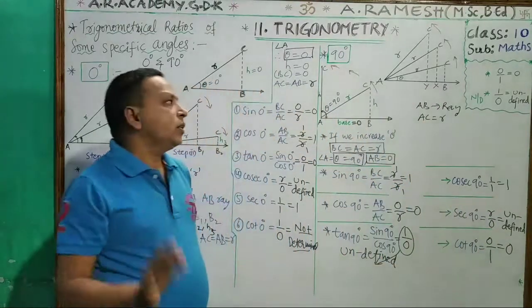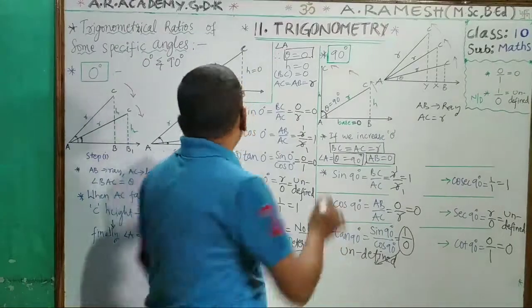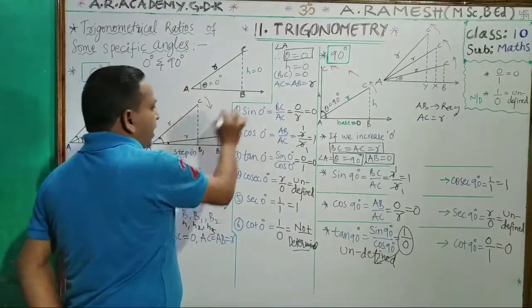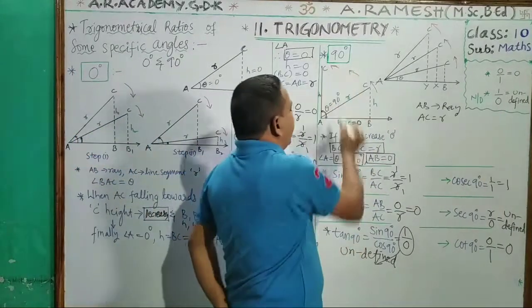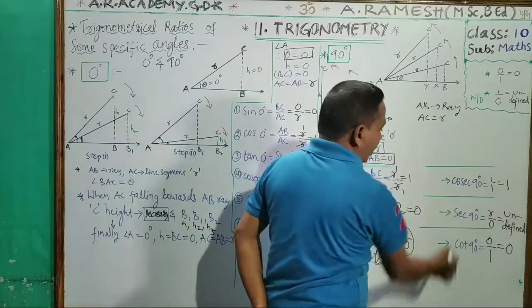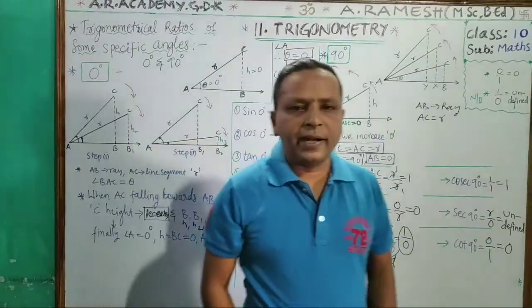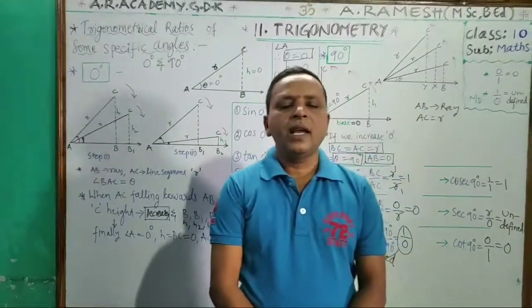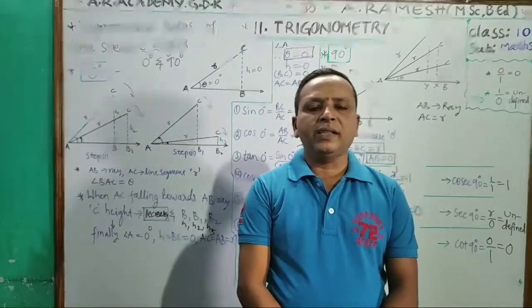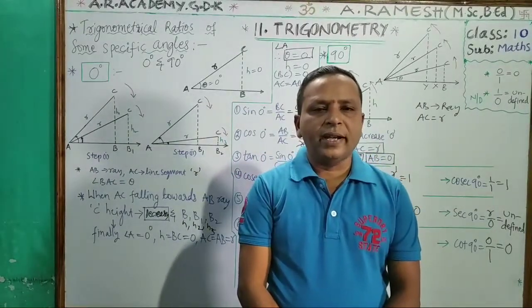Okay, got it? So children, we studied and understood the values for 0 degrees and the trigonometrical ratio values for 90 degrees. Remember them and write properly in the exam, children. If you don't understand, please watch my video again and again.